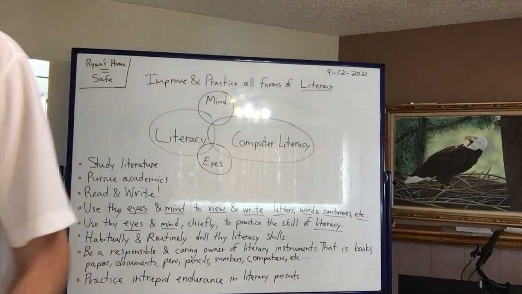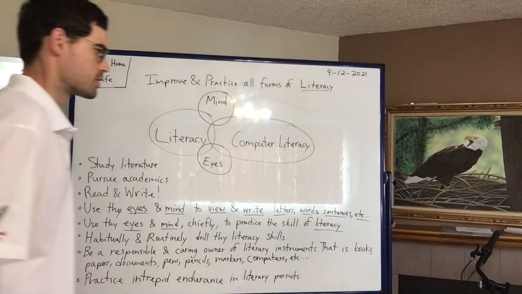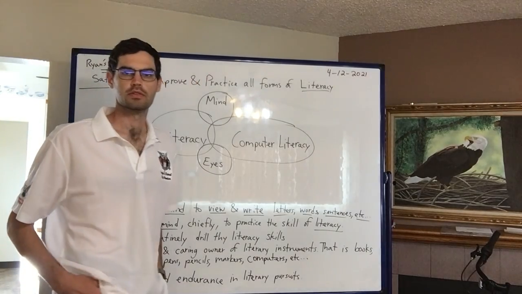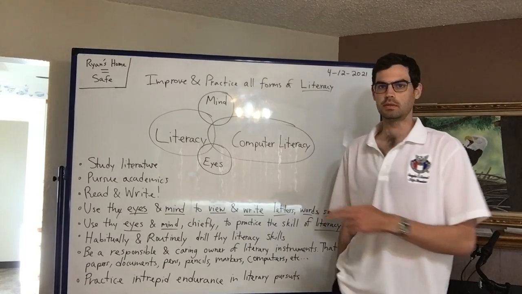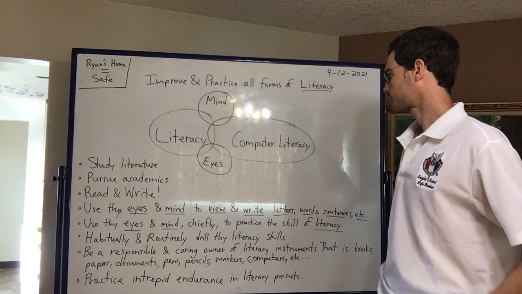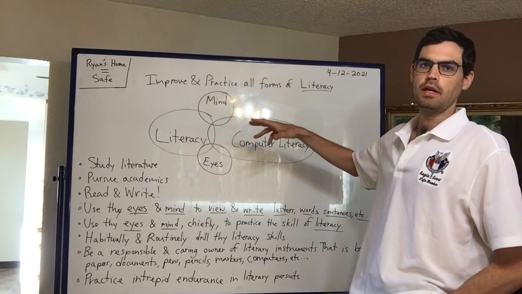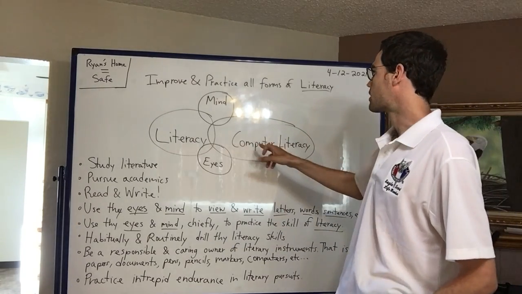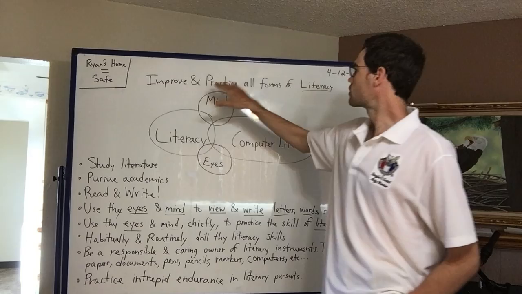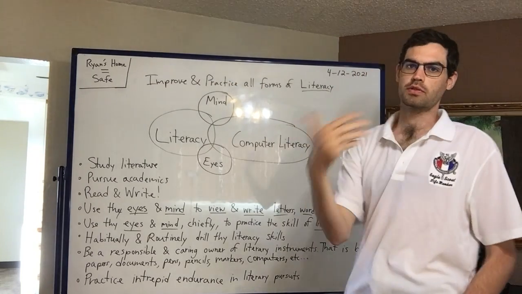Okay, so this record right here is on literacy. This is our record for literacy for today. And you can see what I've got up here on the board. I've got a sort of quad-Venn diagram, right? A four-part Venn diagram right there. And really the goal is to improve and practice all forms of literacy.